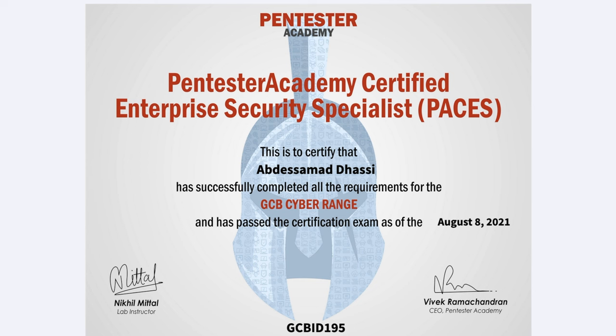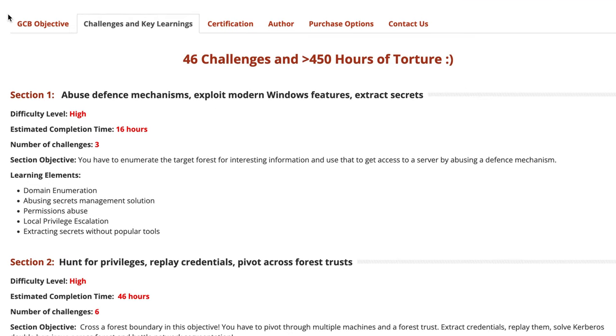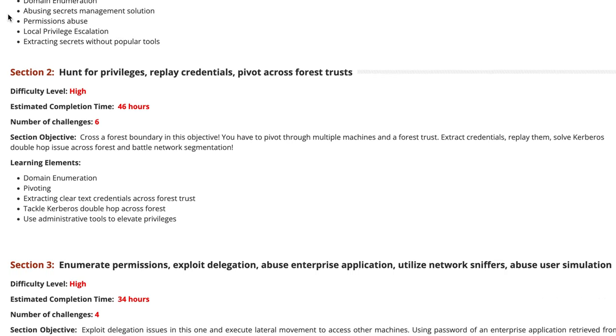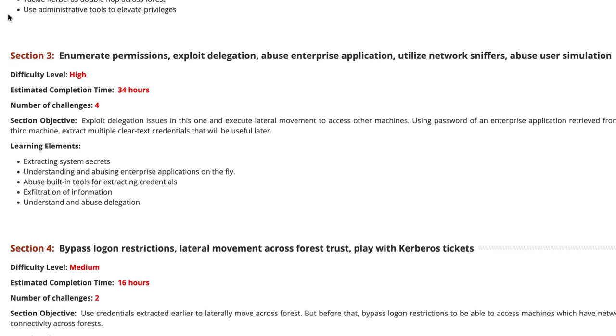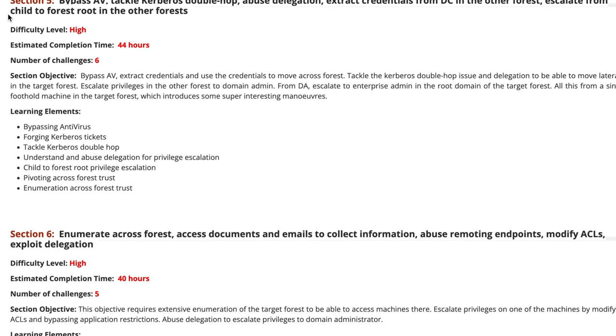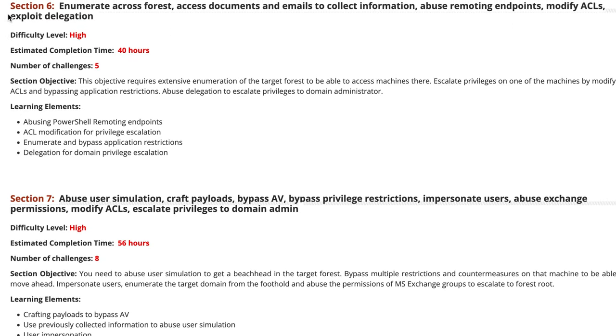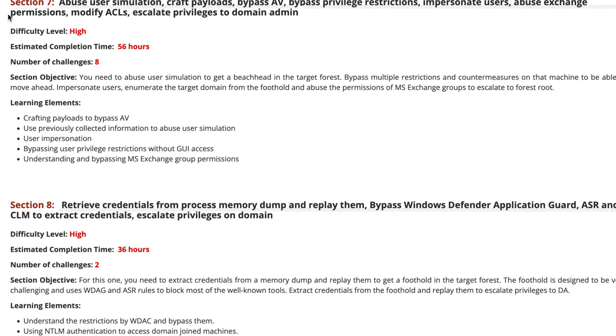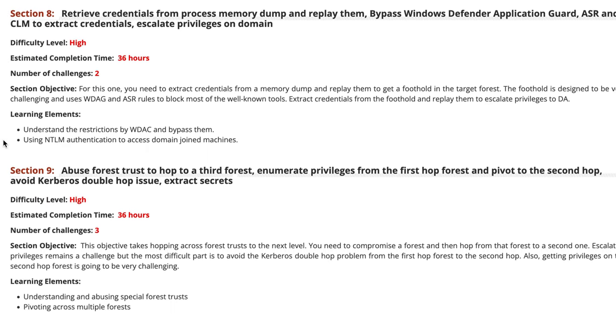The Pentester Academy Certified Enterprise Security Specialist is another certification from Pentester Academy. A mouthful name, yeah. It covers advanced topics in Active Directory hacking. Most of the technologies discussed during the course can be found in enterprise-level environments. The course content is almost the same as the CRTP course, with a few additional videos covering the new concepts.